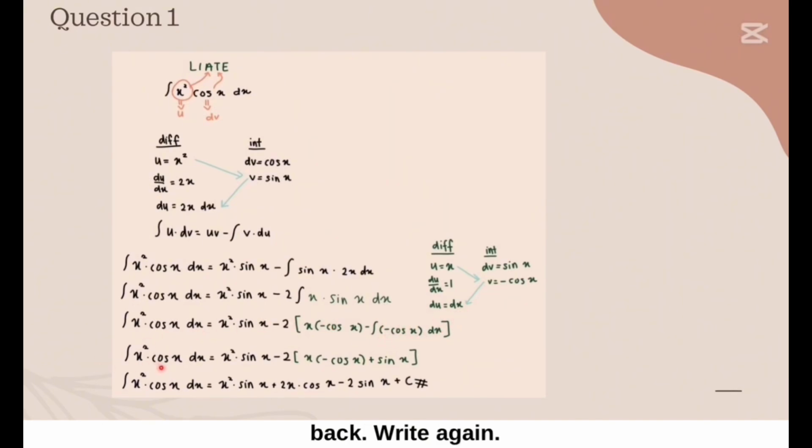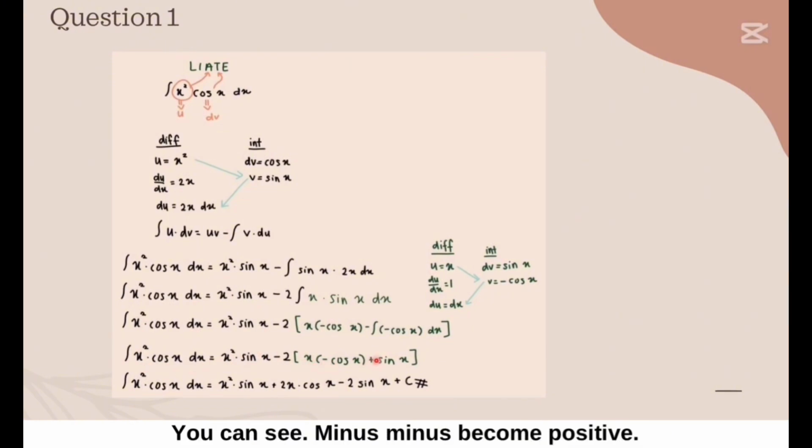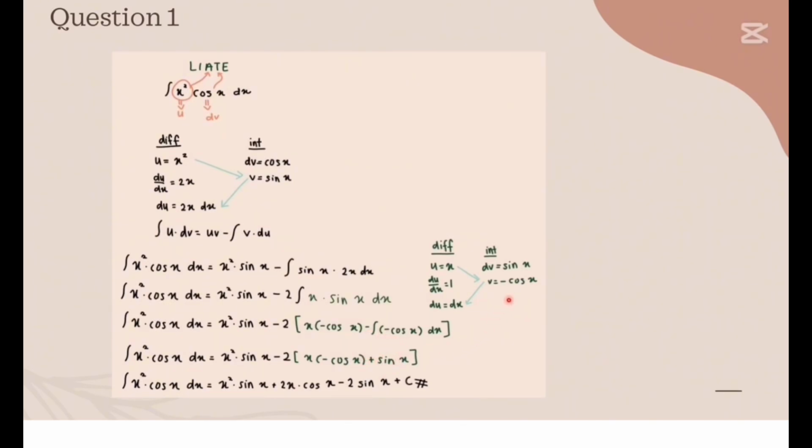We write again, and then you get here x multiplied by minus cos x plus, you can see minus becomes positive, and then as we know, when you integrate again, minus cos x will become sin x, and then you get the answer, and plus c, don't forget.